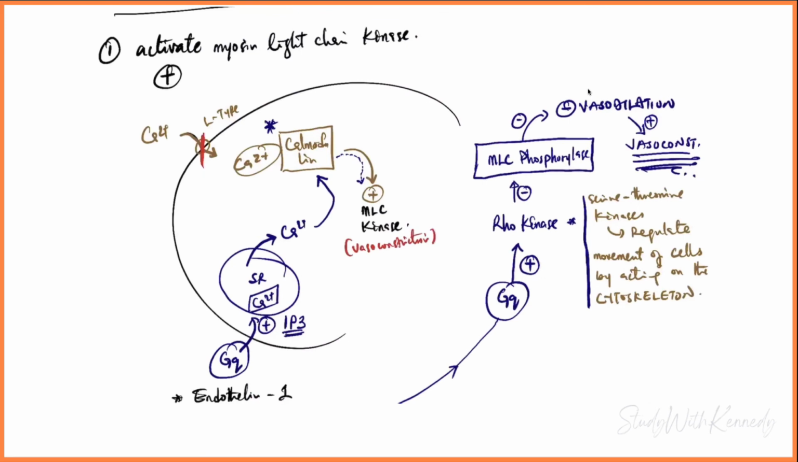Now, to stop vasoconstriction, what if we can inhibit calcium? Let's stop calcium from coming into the cell. How can we do that? Let's give some calcium channel blockers, CCBs, right?